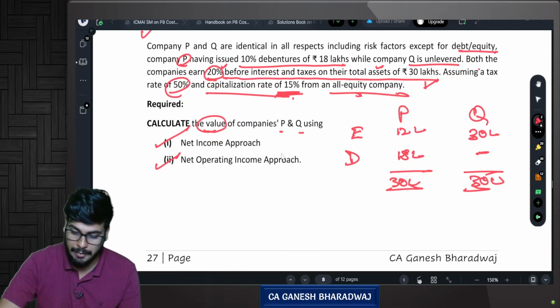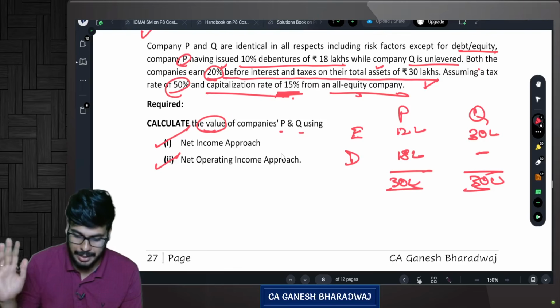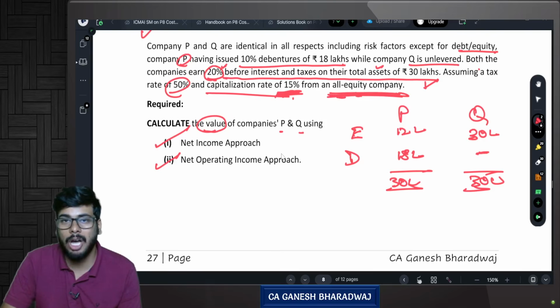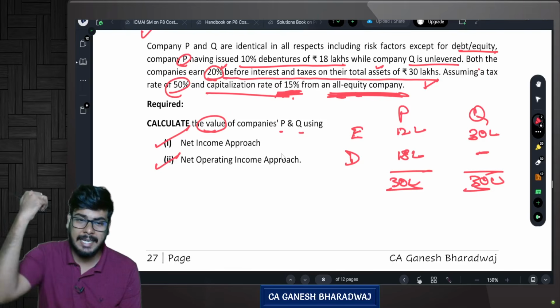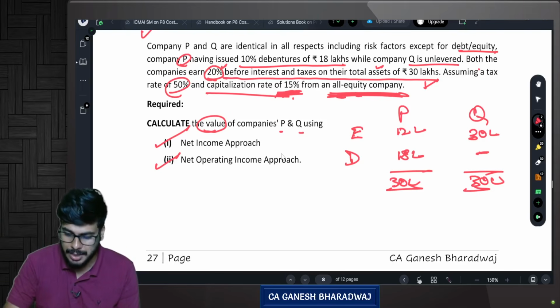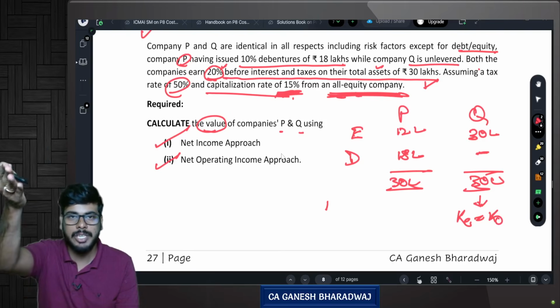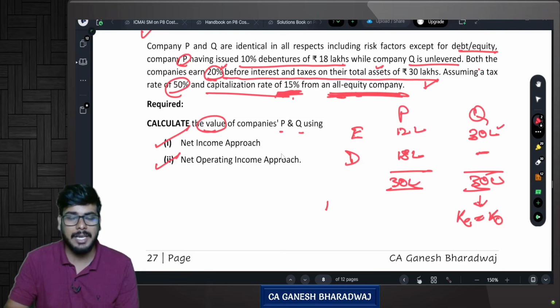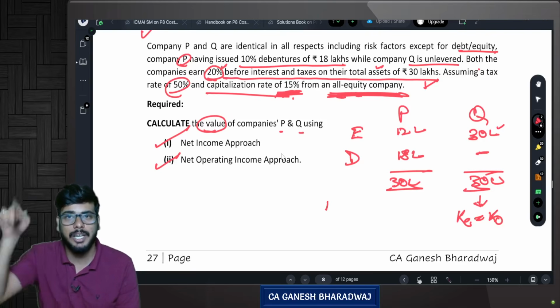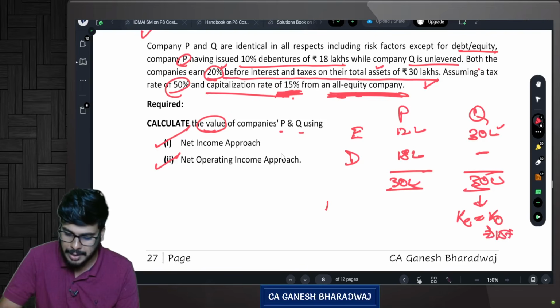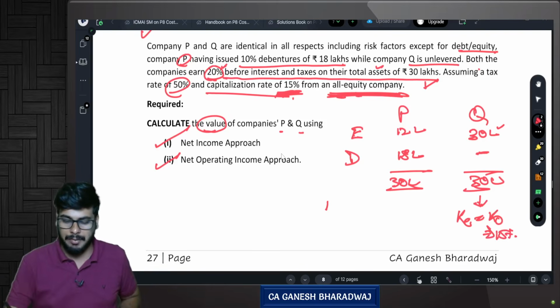Clear? Then they have also given one more thing for company Q. Assuming a tax rate of 50% for both the companies, and a capitalization rate of 15% for an all equity company. For the all equity company, the entire amount was raised from the equity channel, which means for company Q, can I say KE is equal to KO? Why? The entire amount was raised only through equity. So whatever is KE will be KO, correct? KO is equal to KE into 1 only. The entire weight is on the equity. Are you clear with this? So this is equal to 15%. This is the given data.